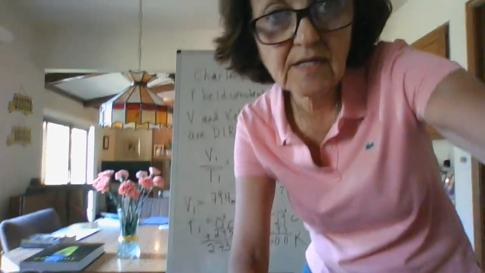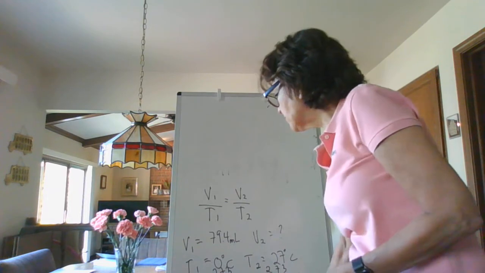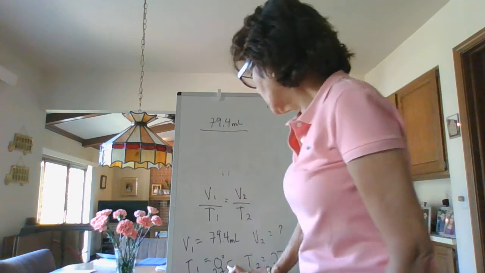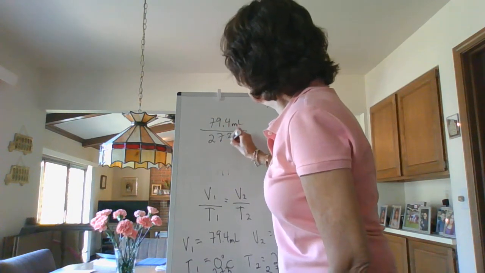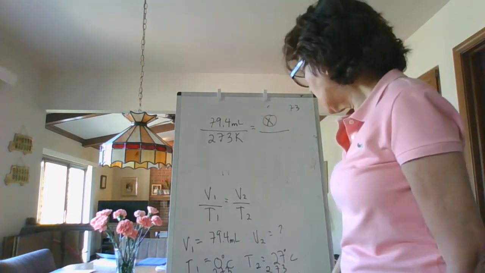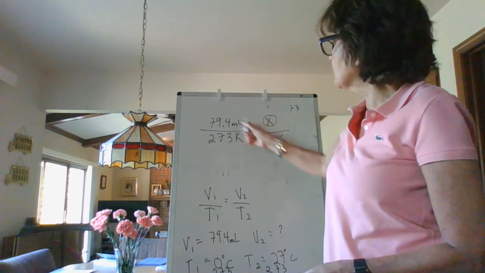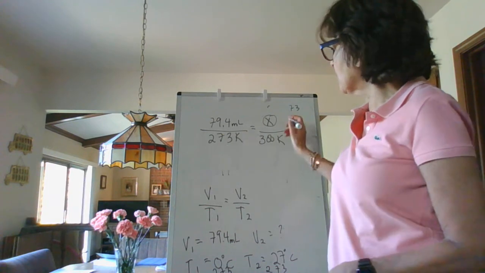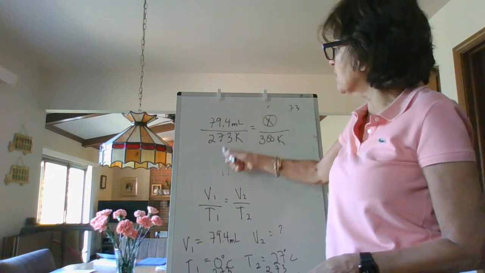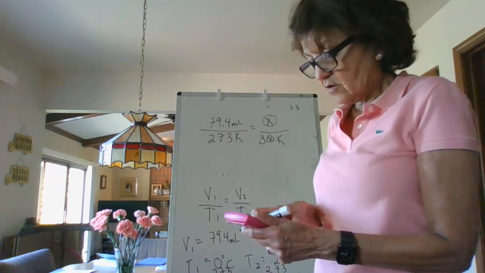Let's plug in the numbers and see what we get. All right, I'm going to go ahead and erase this so we can do the math. All right, so V1 is 79.4 milliliters. T1 is 273 Kelvin. V2 is my X, that's my unknown. And then T2 is the 300 Kelvin, okay? So manipulate the equation, bring this over here, and then that way your Kelvins will cancel. So 79.4 times 300, because you're bringing it over here, and then divide by 273, and that will give you that X.